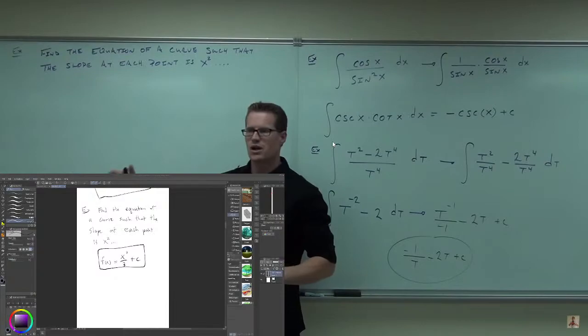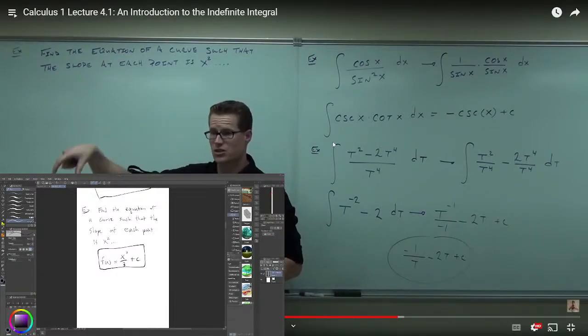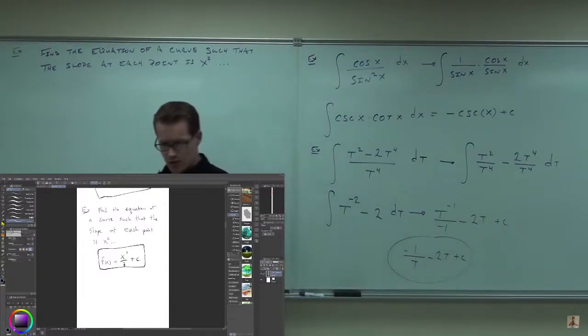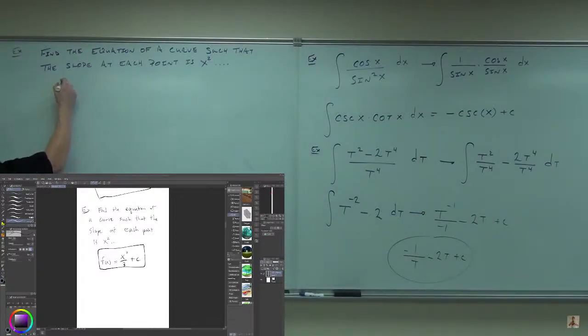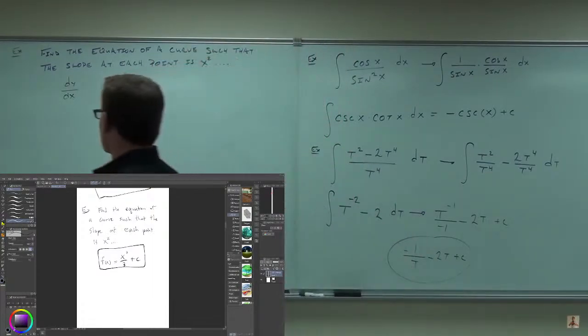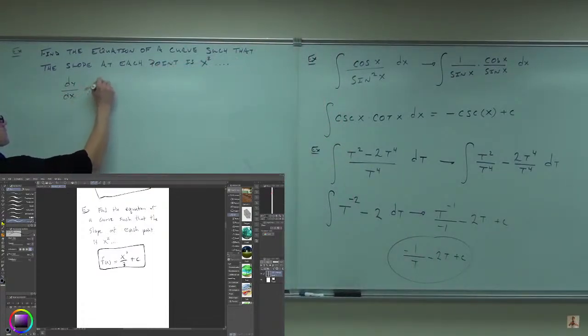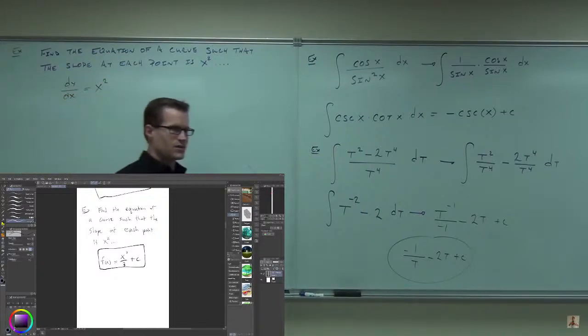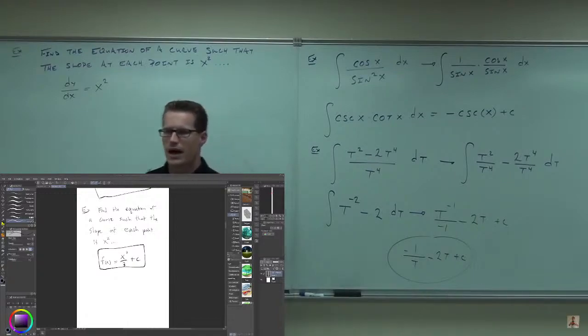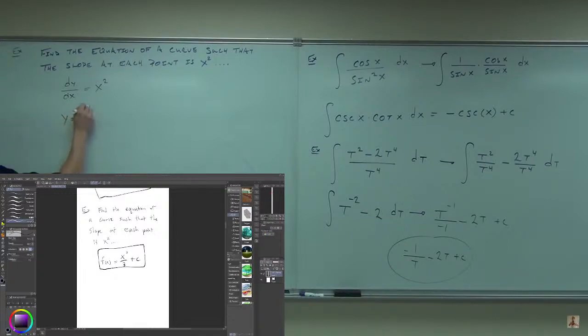It says, give me an equation so that when I get the slope at any point, that's a derivative, that's going to give me x squared. Here's what you know. The slope at each point, recognize that's a derivative, right? The derivative means a slope at any point. That is dy dx. The slope equals x squared. How do you undo that? How do I find the equation that's going to give me that? Take an integral of x squared dx.